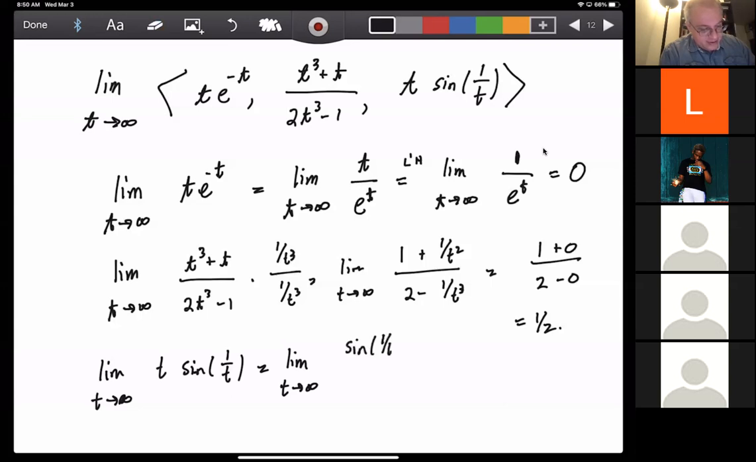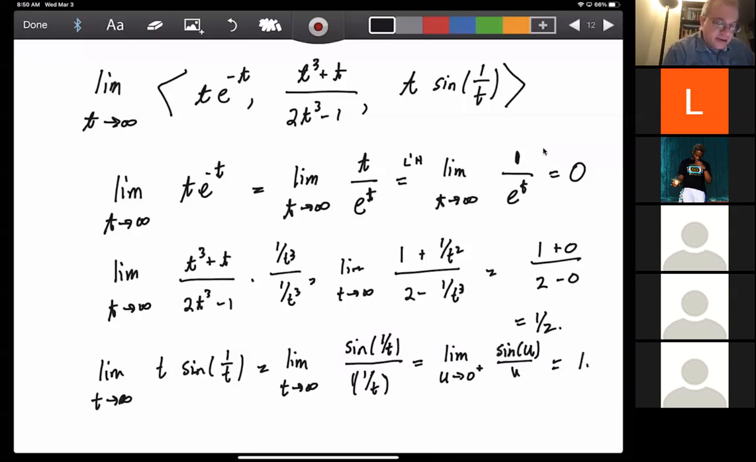We've got sine 1 over t. Multiplying by t is the same as dividing by 1 over t. So as t goes to infinity, 1 over t is going to 0. So we could rewrite this as the limit as u goes to 0 from above of sine of u over u. And you could do that by L'Hopital or recognize this as a special trig limit that has the value 1. All right, so that's where we have to stop for today.